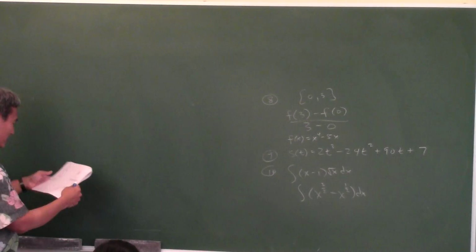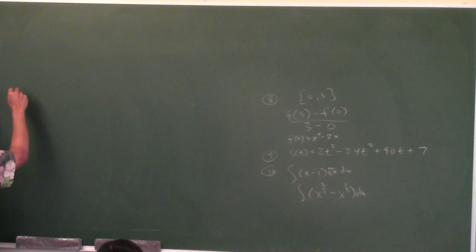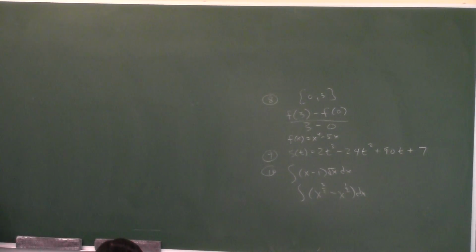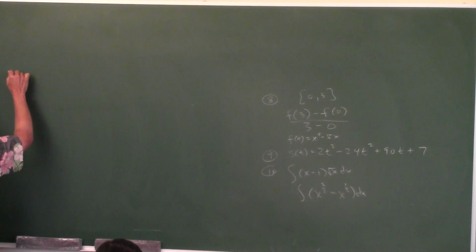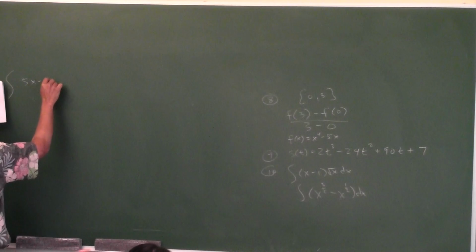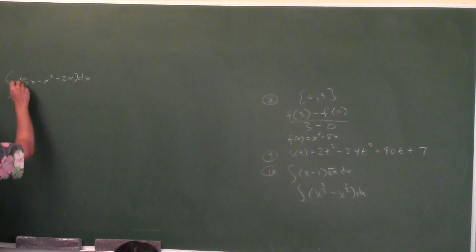Okay, we're going along. Okay, number 12. The figure above shows the graph of, you got a parabola and a line. What integral did you write to compute this area? What integral did you write? Come on up. Integral of 5x minus x squared minus 2x dx, from 0 to 3.